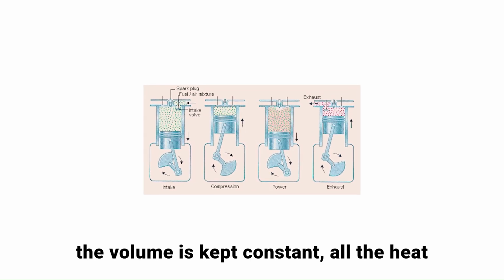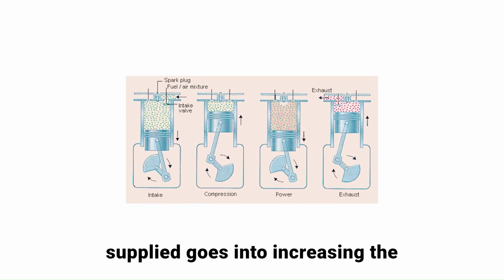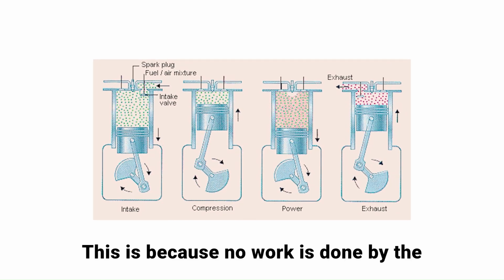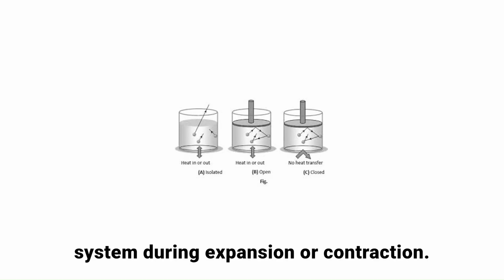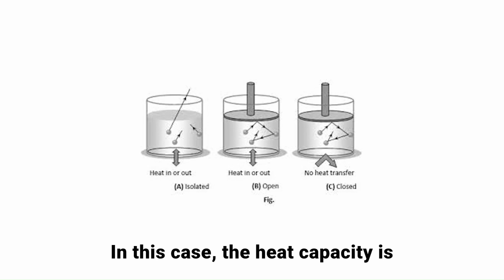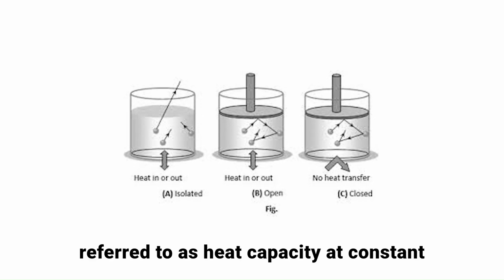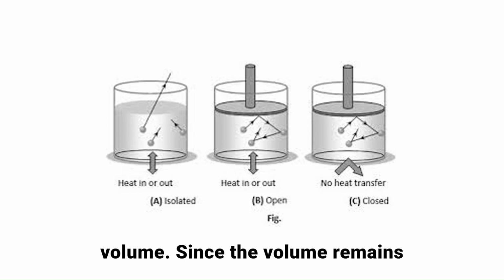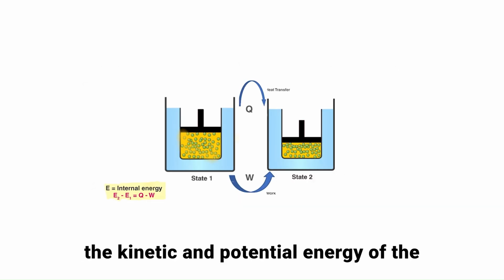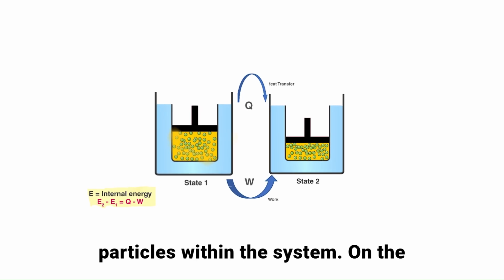If the volume is kept constant, all the heat supplied goes into increasing the internal energy of the system. This is because no work is done by the system during expansion or contraction. In this case, the heat capacity is referred to as heat capacity at constant volume. Since the volume remains unchanged, the heat supplied increases the kinetic and potential energy of the particles within the system.